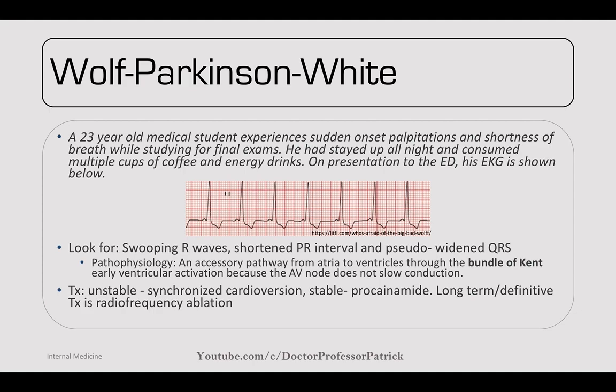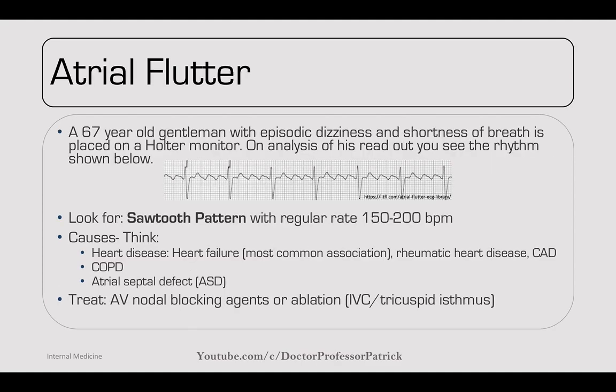So pathophysiologically, there's an accessory pathway from the atria to the ventricles called the bundle of Kent. And this causes early ventricular activation because the AV node does not slow conduction since you slid right by it. So if an unstable patient comes in, you want to synchronized cardiovert them. If you have a stable patient, procainamide is your best therapy. So you want to rule this out when you're thinking SVT. So make sure there are no swooped or shark fin QRS complexes. So long-term and definitive therapy is radiofrequency ablation.